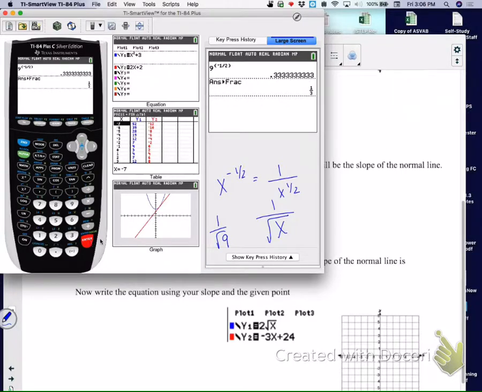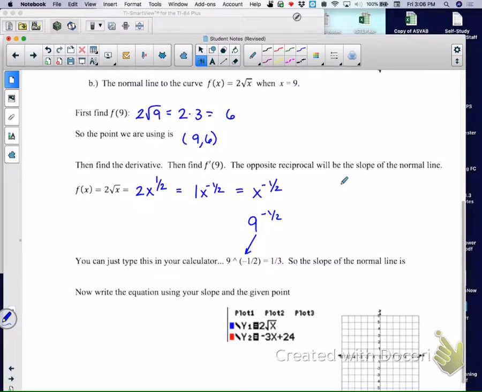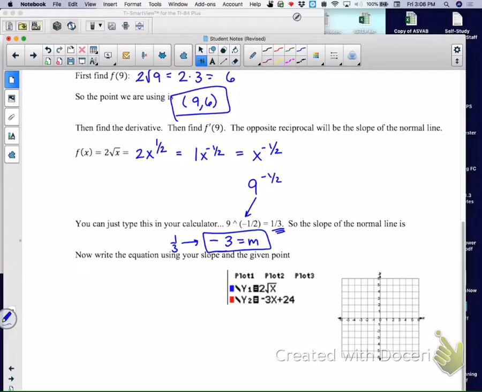But I think they would like you to use 1/3 as opposed to using the 0.3 repeating, especially since that number right there is the tangent slope. I want the slope of the normal line. So if I've got a 1/3, the 1/3 is going to become the opposite reciprocal, which is -3. So that is my slope. This is my point. Now write the equation.